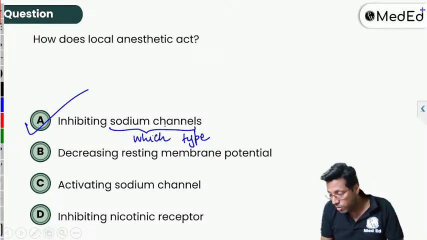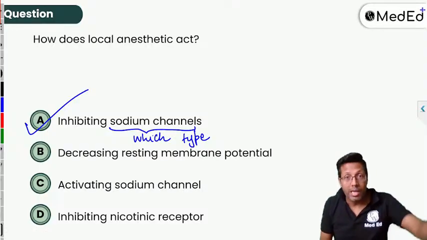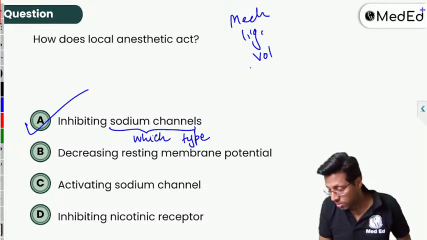Non-ionized enters from the nerve, ionized blocks, correct. All that is correct. But which type? There are 3 types of channels: mechanical, ligand, and voltage.